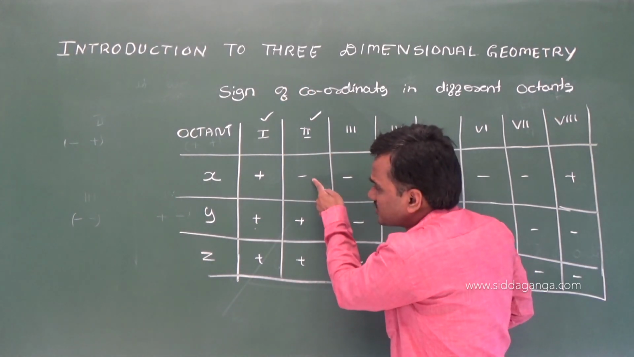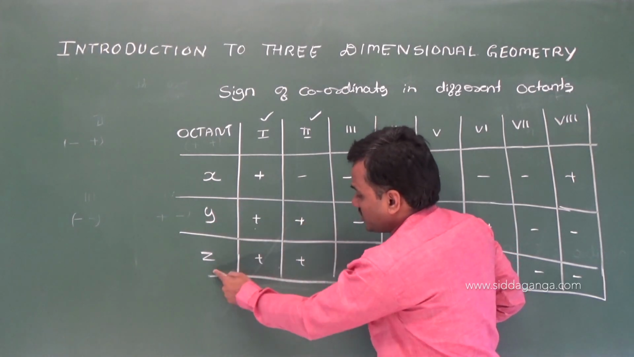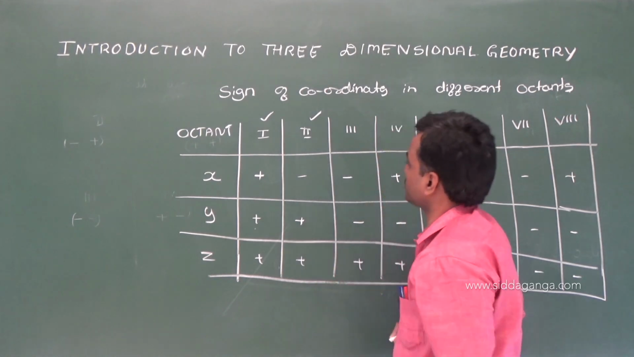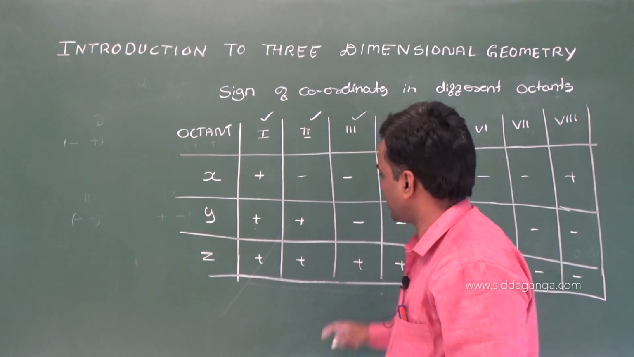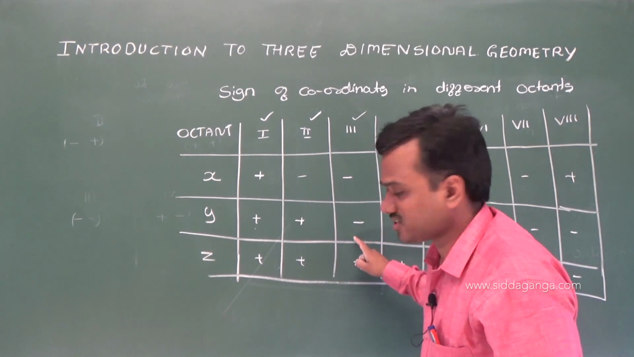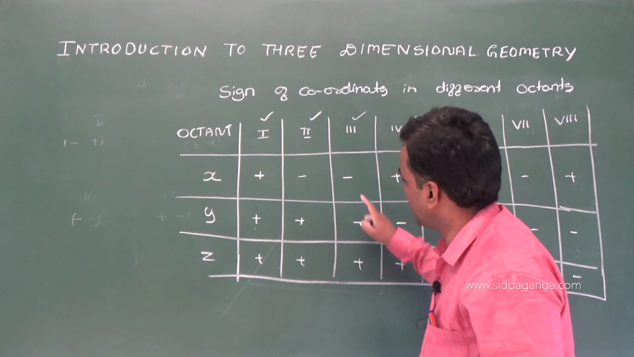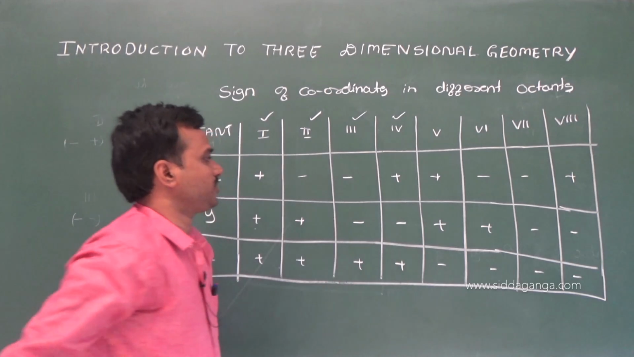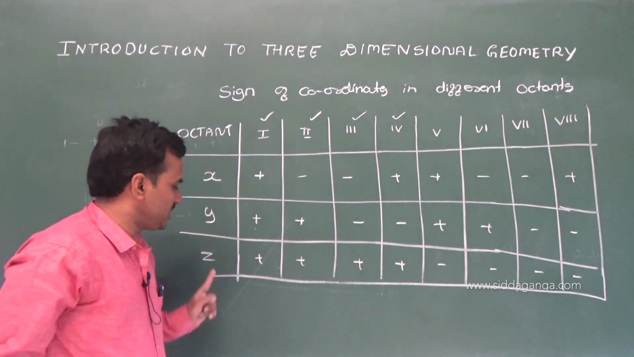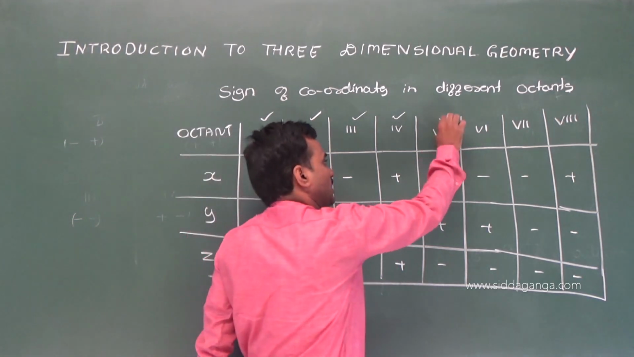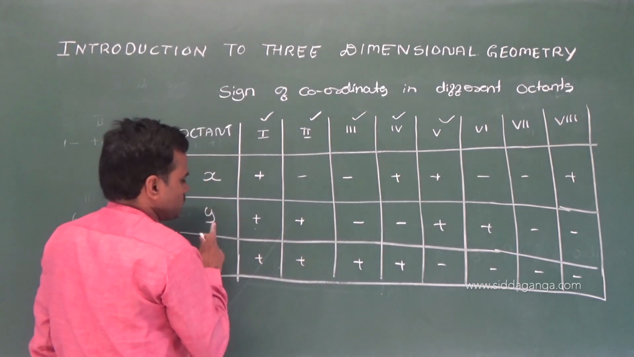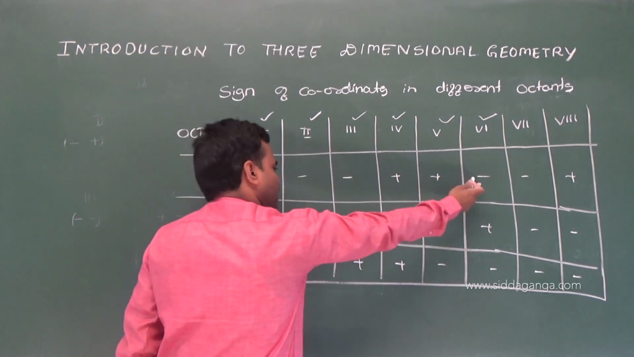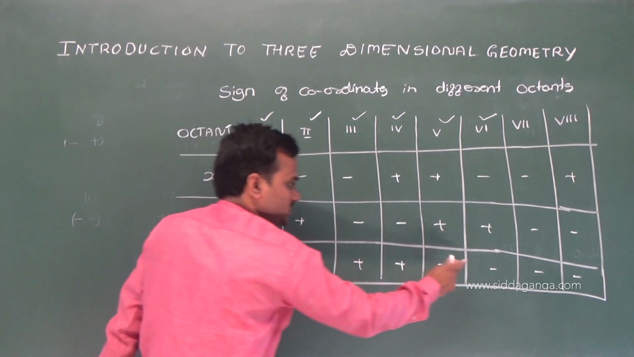Next, second octant. In the second octant, x coordinate is negative, y coordinate is positive, z coordinate is positive. In the third octant, x is negative, y is negative, z is positive. Carefully observe. In the fourth octant, x is positive, y is negative, z is positive. In the fifth octant, x is positive, y is positive, z is negative. In the sixth octant, x is negative, y is positive, z is negative.